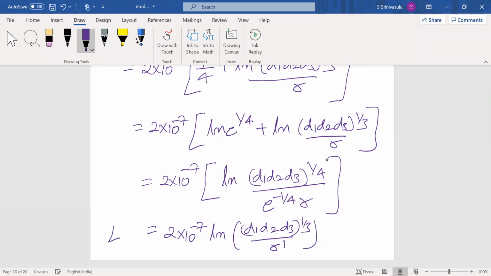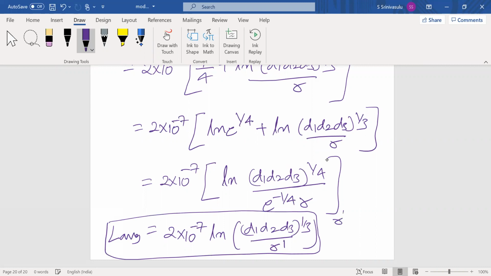L average. But the r dash we already discussed. R dash equal to 0.778 into r. That is, the e power minus 1 by 4 value will be 0.778. Now, starting with e power minus 1 by 4 r, that is the r dash equal to 0.778 r. Okay, this is the L average equal to 2 into 10 power minus 7 ln of d1, d2, d3 by r dash.